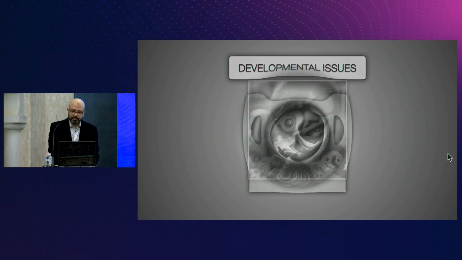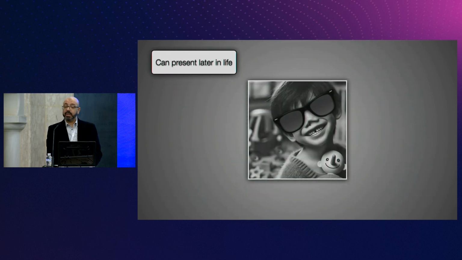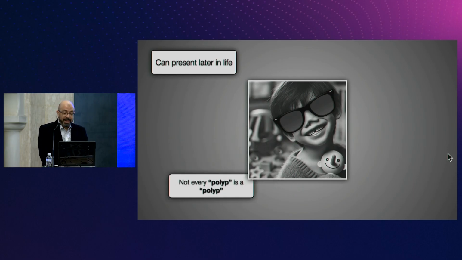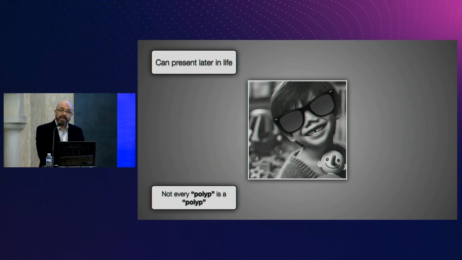Developmental issues. These actually can present later on in life. It doesn't need to be during infancy. And be careful, not every polyp is a polyp. It can be something else. It can be a tumor, it can be a developmental anomaly. So you need to be cautious before calling anything in the nasal cavity or the sinuses a polyp.